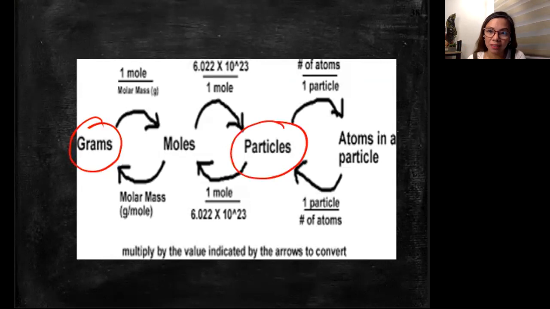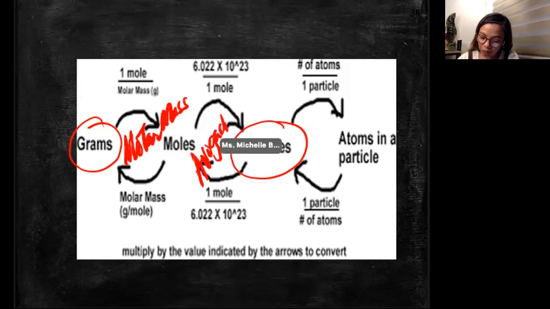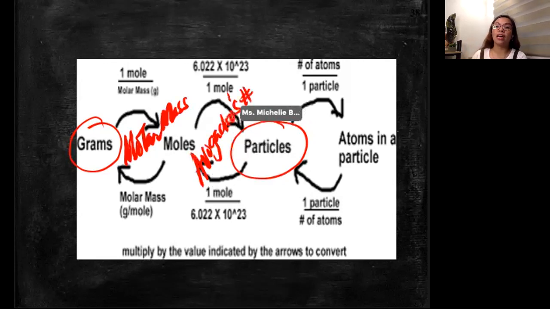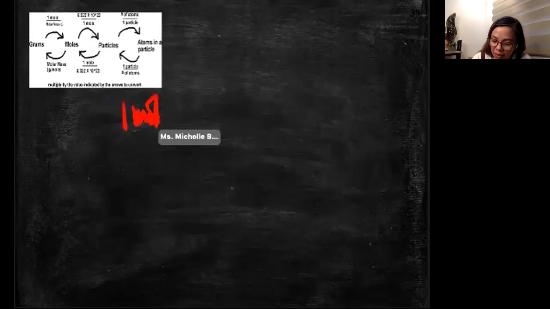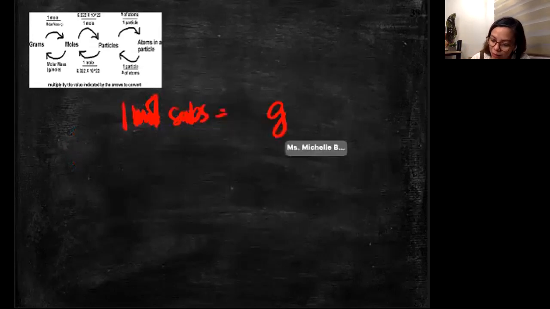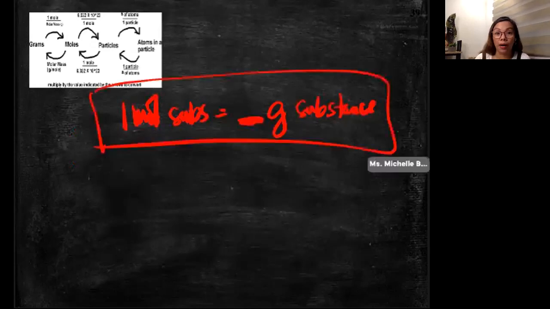Therefore, we have two processes that are involved here. You need to use the molar mass conversion, and you need to use the Avogadro number, which means to say you will be using two conversion factors. Okay, so let me give you what is meant specifically by that. So when we say 1 mole of a substance is equal to grams, what is that of a substance? That's the molar mass.